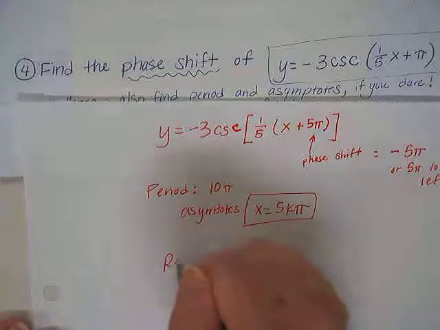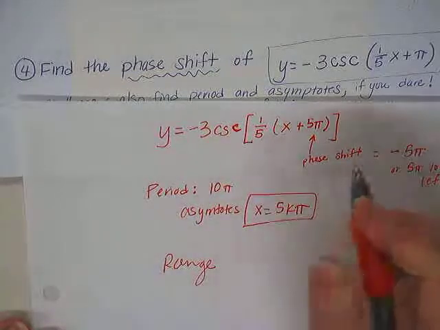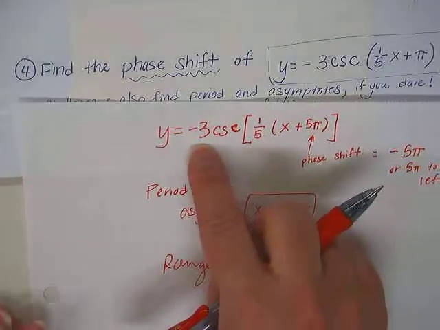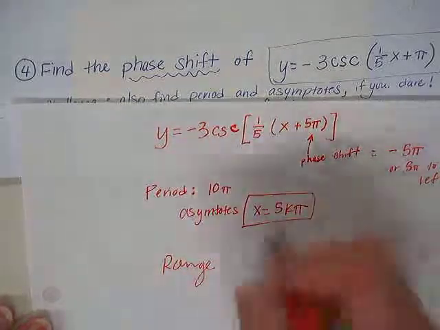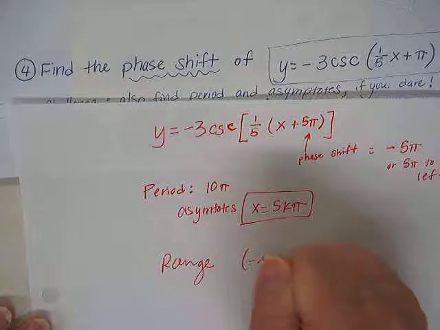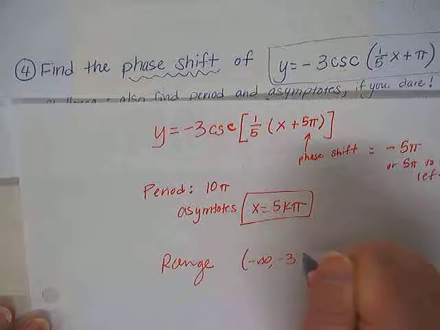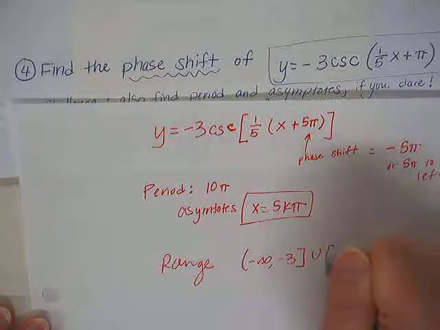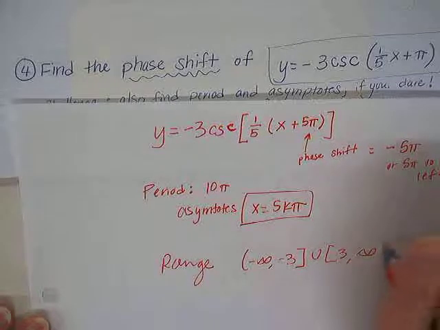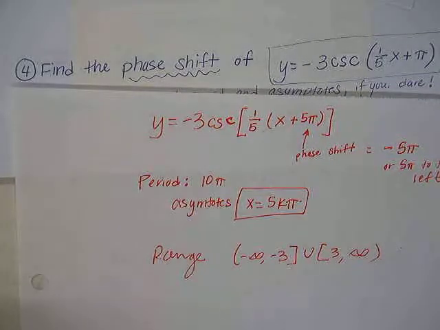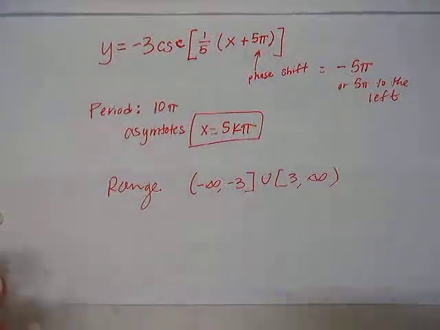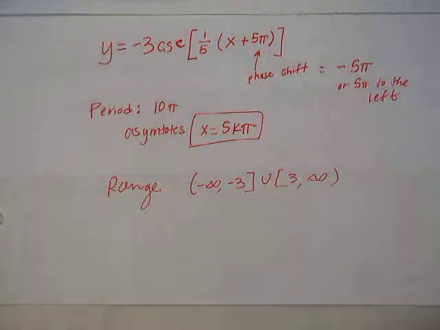And then the last thing, the range. What does this negative 3 do to the range of our cosecant graph? Instead of going between negative infinity and negative 1 and then 1 to infinity, what does that 3 do to it? Okay, so negative infinity to negative 3, and then 3 to infinity. So that was just a little quick question, just one more thing to think about. Make sure we're putting it all together.